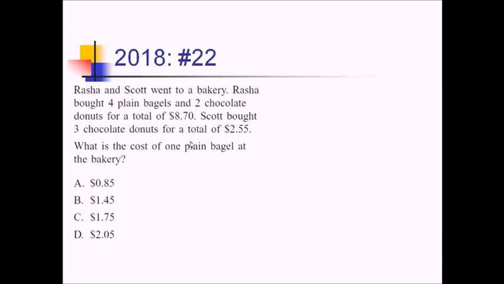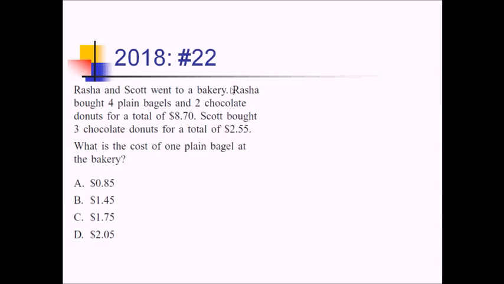For number 22, we have Rasha and Scott going to a bakery. Rasha buys 4 plain bagels and 2 chocolate donuts for $8.70. Scott buys 3 chocolate donuts for $2.55. We want to know the cost of 1 plain bagel at the bakery. So this is a system of equations kind of situation here. We have multiple takes on roughly the same information. So we're going to set up an equation for Rasha's purchase, one for Scott's, and see if we can use those together to figure out the price of a bagel.